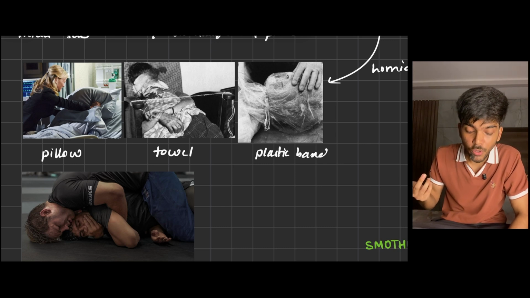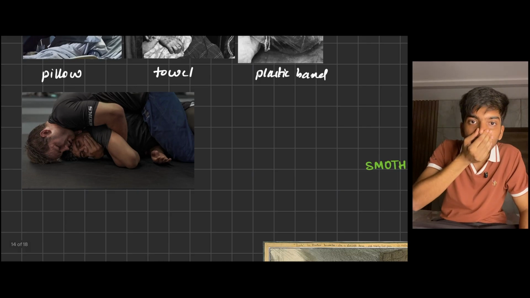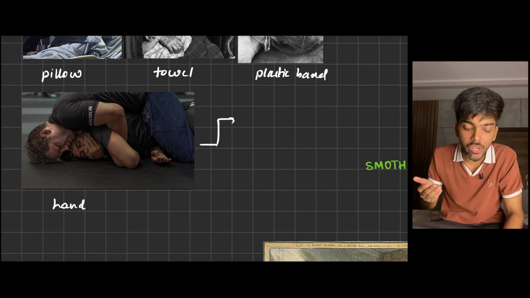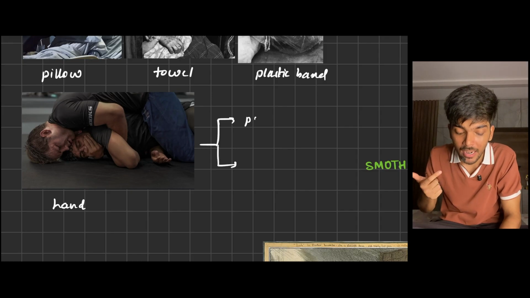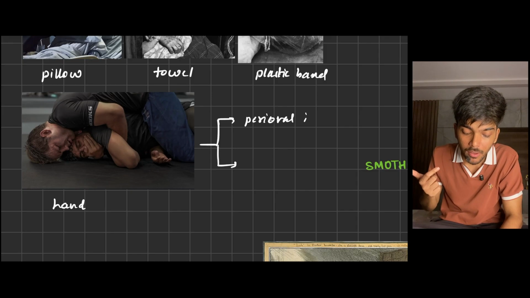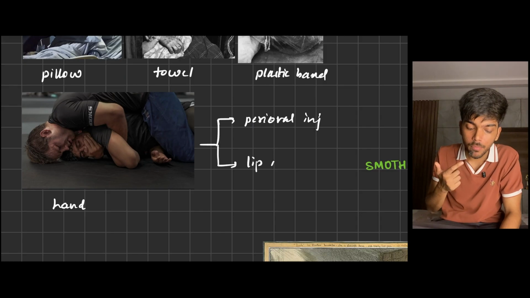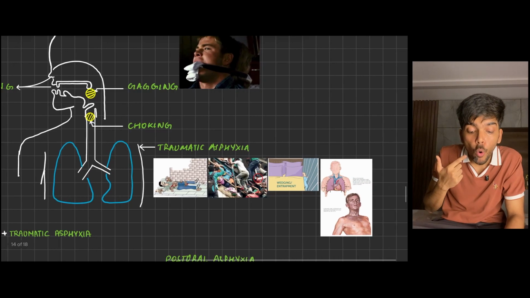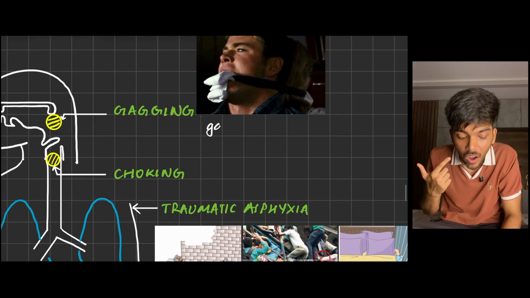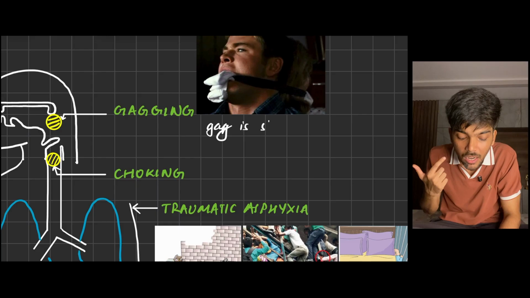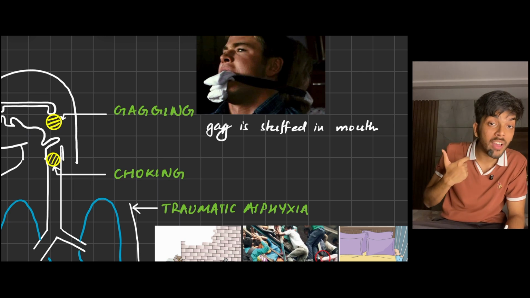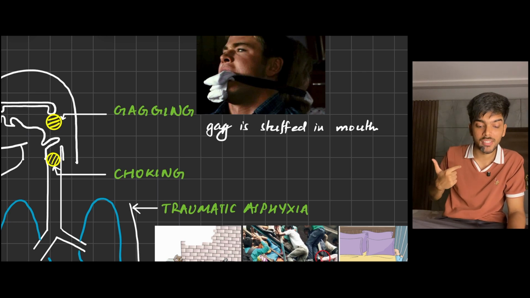But then, if you use hand to close someone's nose and mouth, that will lead to injury around the mouth and around the lips. That is, there will be perioral injury and lip injury. So with that, smothering is done. Then at the level of oropharynx, you have gagging, where a gag is stuffed in mouth. And this gag eventually goes behind and blocks the oropharynx and nasopharynx, leading to asphyxia.